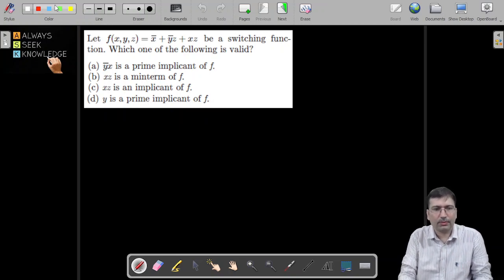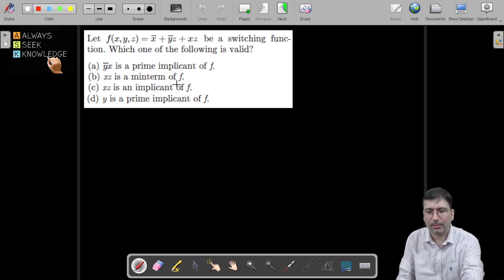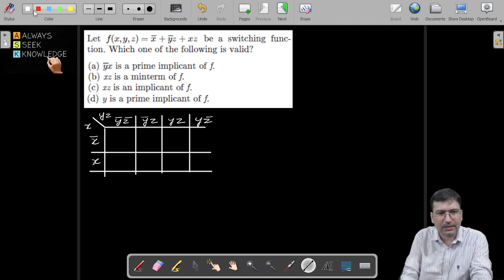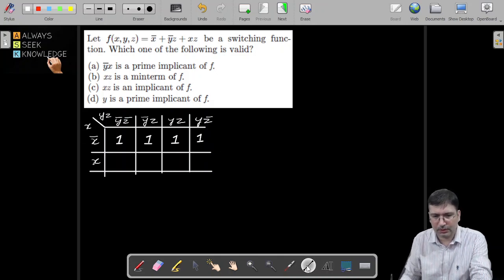To solve such kind of questions, we need to draw the K-map. So let's draw the K-map for this. The K-map will look like this. Now let's fill the values in this K-map. In this function x bar is given, so wherever x bar is coming, all those cells we can set as high. Because this is a complete row where x bar is present, we can fill 1 in this particular row, right?